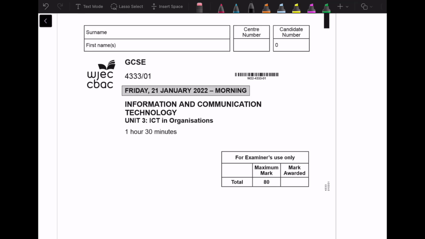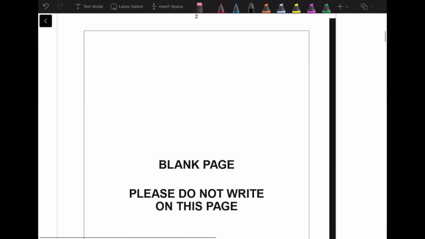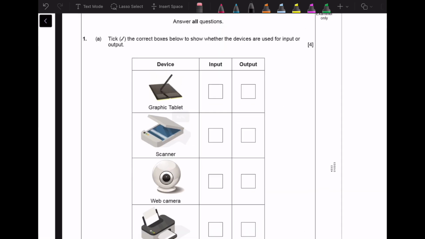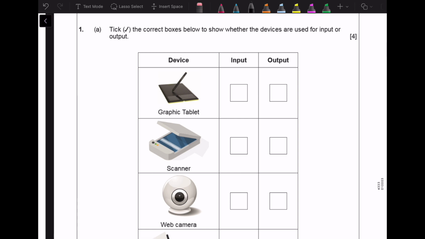Okay, folks, this is the 2022 paper from January. It's the latest paper that we've got to use, and I'm going to just go through a quick walkthrough, almost like a walkie-talkie mock, like I've done with the other 2020 paper on here. So this paper starts off in the same way as the previous 2020 paper, and it's basically asking us to decide whether the devices are used for input or output.